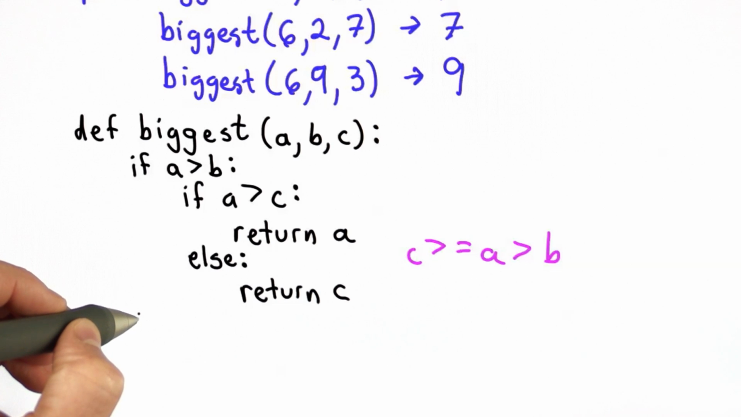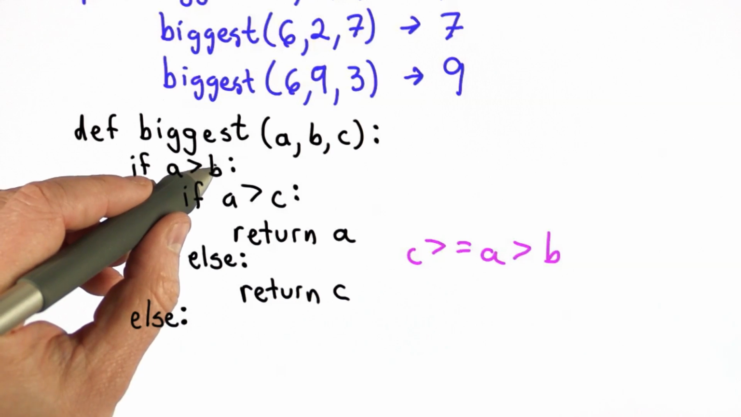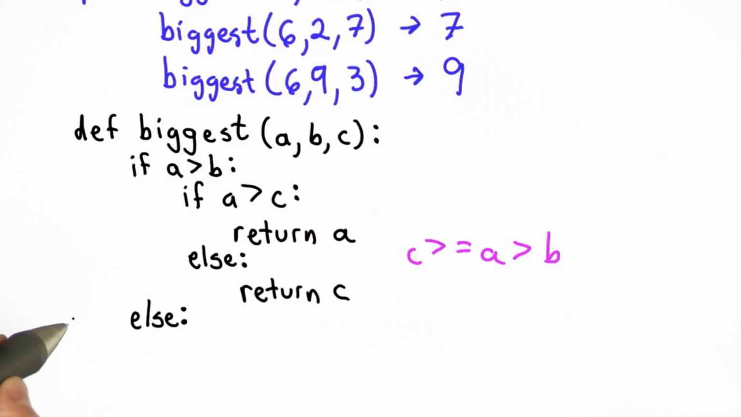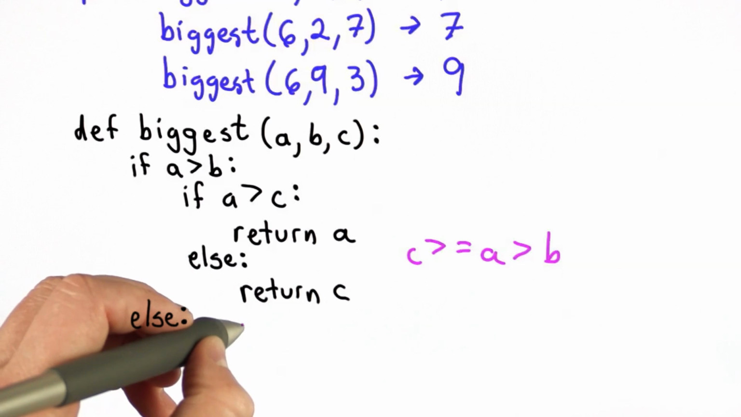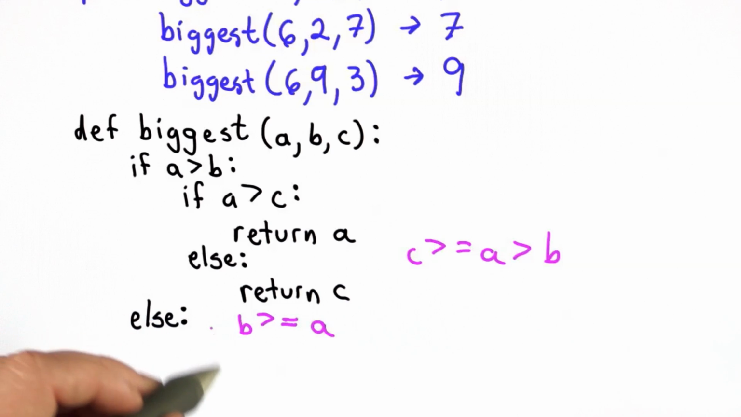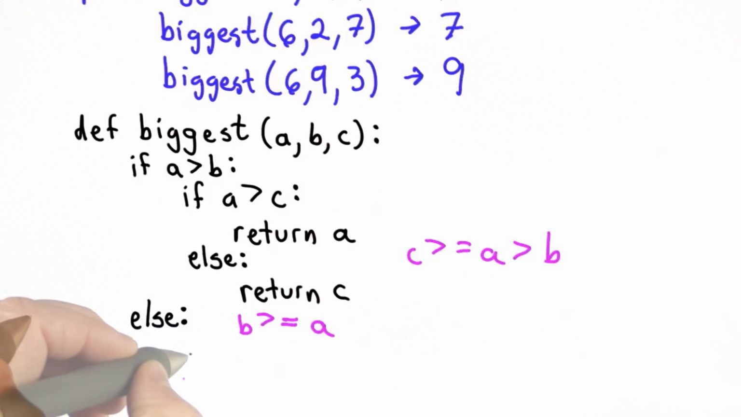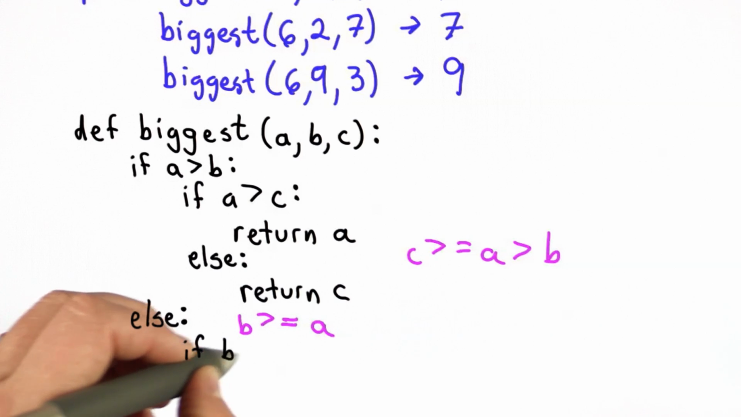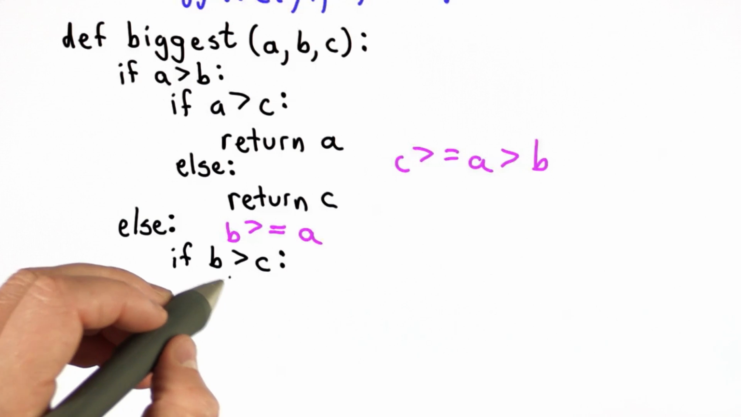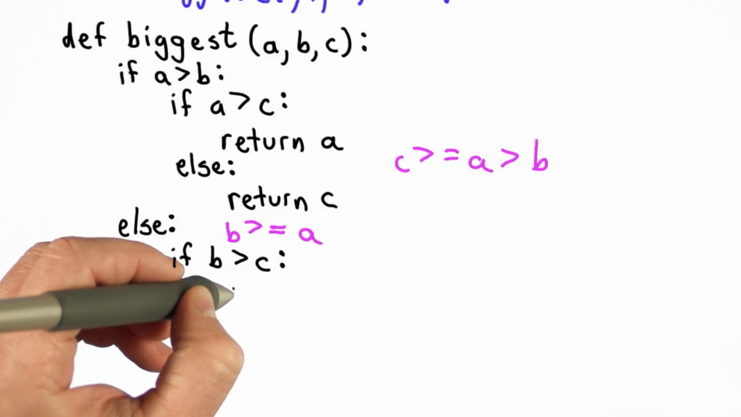Now we want an else that corresponds to this condition. So here, if A is greater than B, we evaluated this code. If A is not greater than B, well, that means we have B is greater than or equal to A. And in this case, we want to check whether B is greater than C. So we need another if. We're going to use if B is greater than C. Now we know that B is greater than C. B was greater than or equal to A because we went to the else here. So that means we can return B.